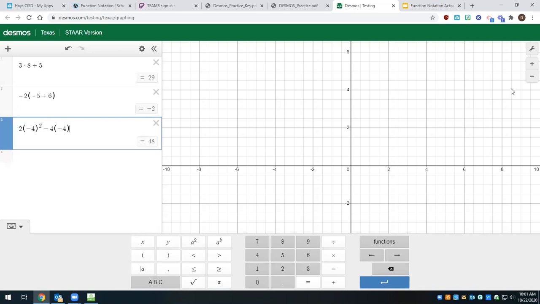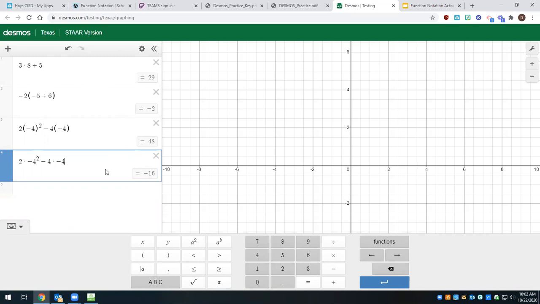But look what I'm going to show you. This is the correct answer, right? But if you just do 2 times -4 and you square it, and then -4 times -4, look what you get. All right, look up here, guys. Look at the difference between these two things.